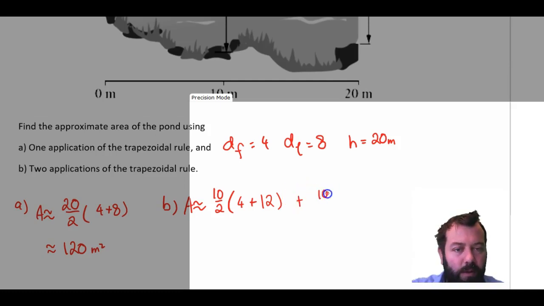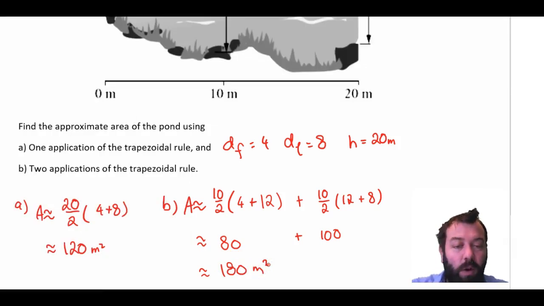Now, I do another one of those. 10 over 2. This time 12 is on the left and 8 is on the right. So I do those calculations. 4 plus 12 is 16. 10 over 2 is 5. So 5 16s are 80. Plus, that's 20 times 5 is 100. Is approximately equal to 180 square meters.